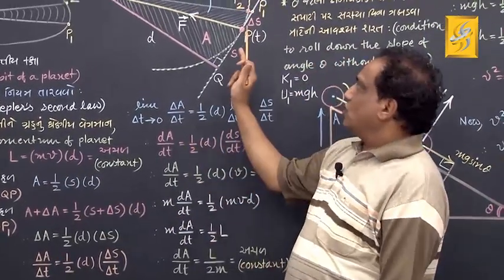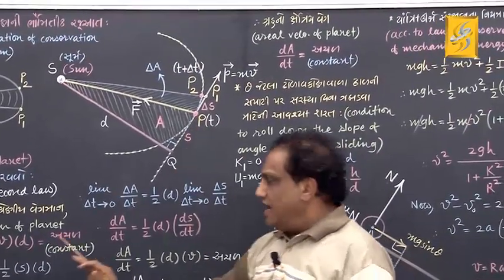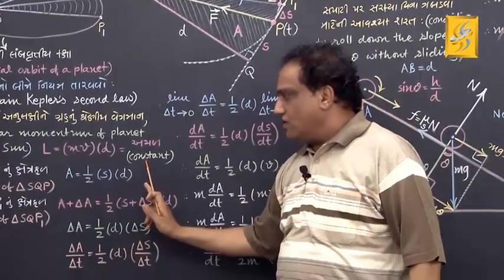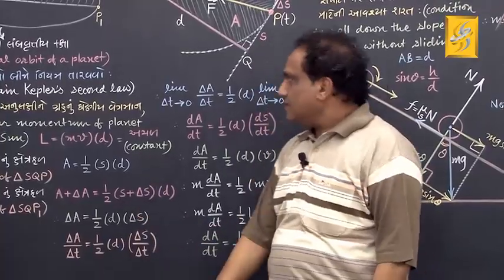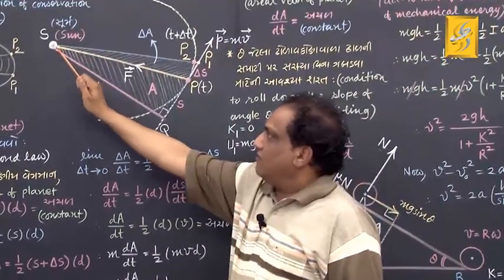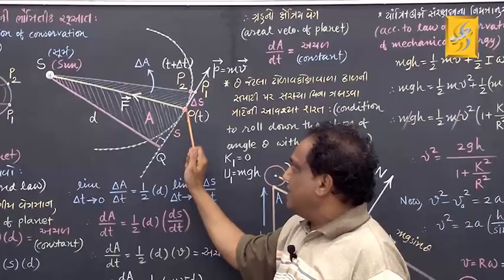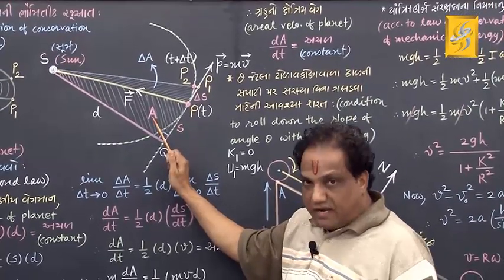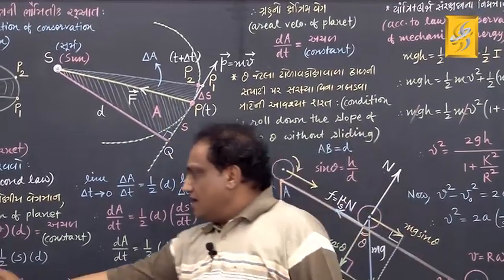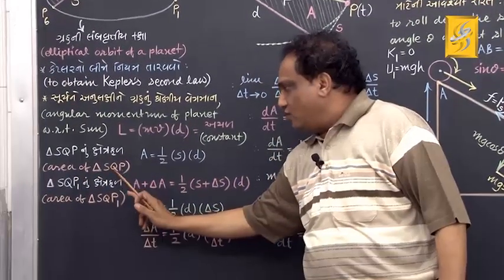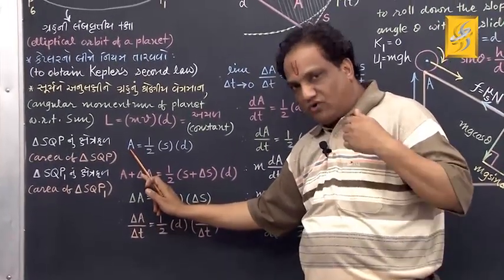And because there is no torque exerted on this planet, its total angular momentum should remain constant. Okay. Now suppose the area of this triangle SQP is capital A. Let me find it out. Area of triangle SQP, suppose it is A, I want to find it.